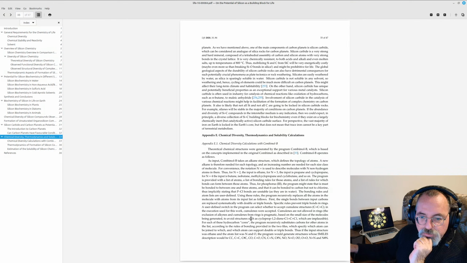I need bifocals. For each of these hydrocarbon cores, the program recursively substitutes carbons for other atoms in the list according to the rules of bonding provided in the two files, which specify which atom can be joined to which and which atom can support double or triple bonds. Thus, if the input structure was ethane and the atom list was nitrogen and oxygen, the program would generate structures whose SMILES description... What's a SMILES description?